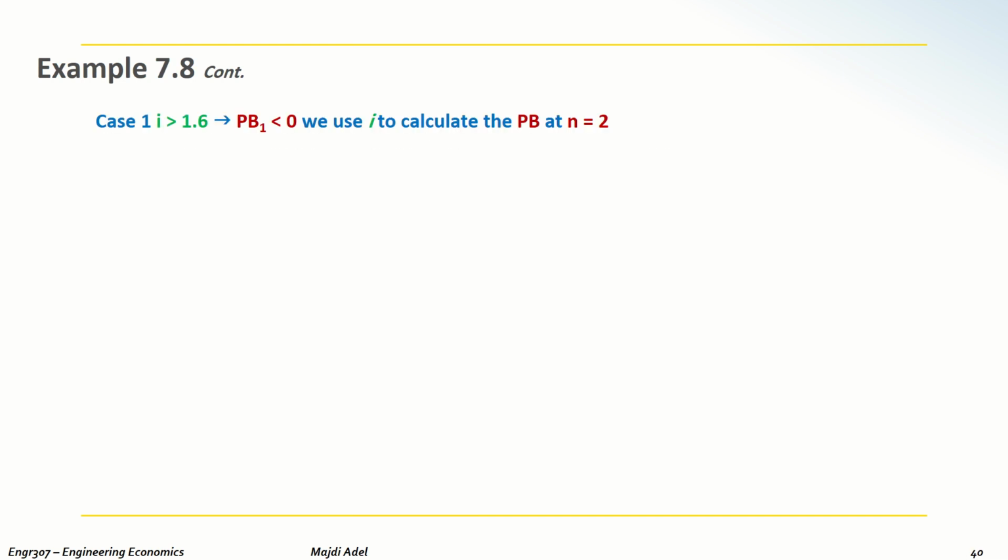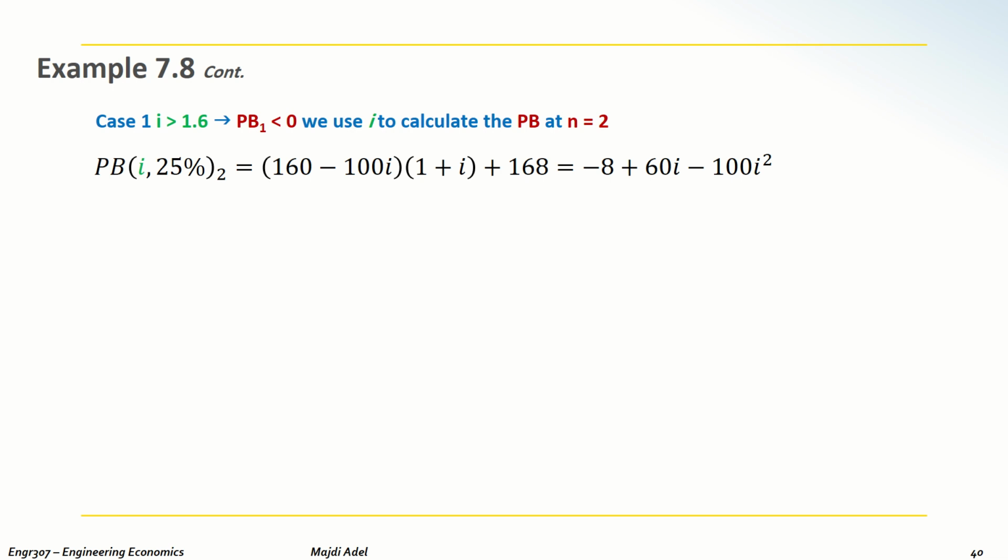We'll examine the first case, which is I is greater than 1.6. This means the project balance at the first year is negative, less than 0, and we will use I in calculating the project balance at n equal 2. Then, this is the project balance of the first year multiplied by 1 plus I minus 168. We will get a quadratic equation.